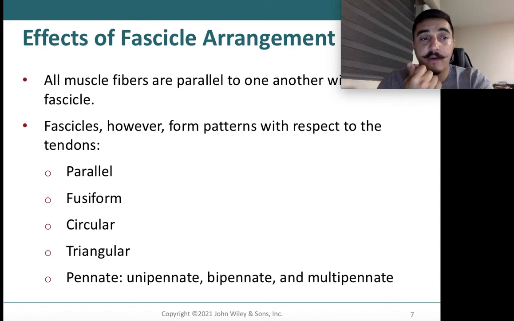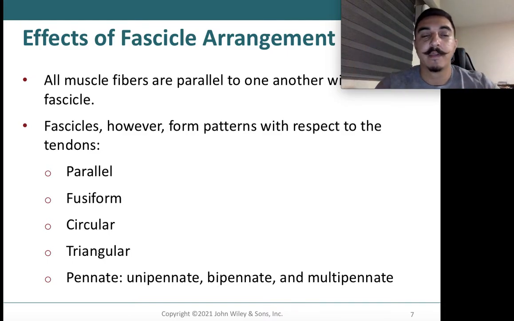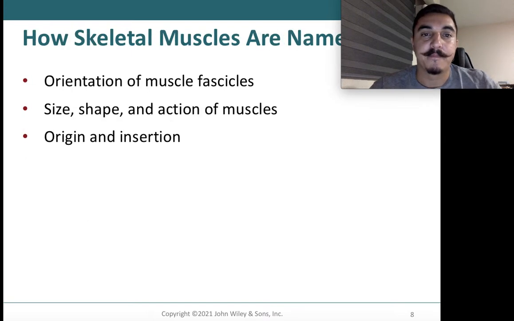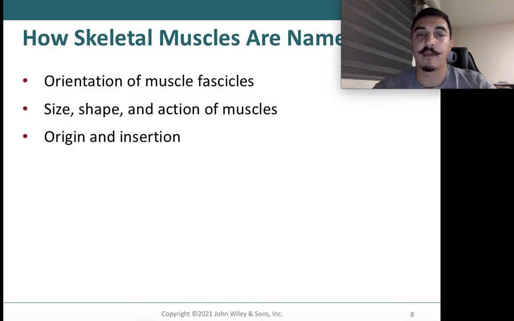So we can have them parallel, we can have them fusiform. Then we have two tendons, kind of like the bicep. We have two tendons, and in the middle, it's a little bit bigger, smaller. In a circle, in a triangle shape, and then we have pennates, where it's like one or two or many of them. I don't know if there are pictures of that, but you can find that in your book. But pretty much it gives you the shape of the muscle itself, and the shape is going to help you identify the muscle depending on its function as well.